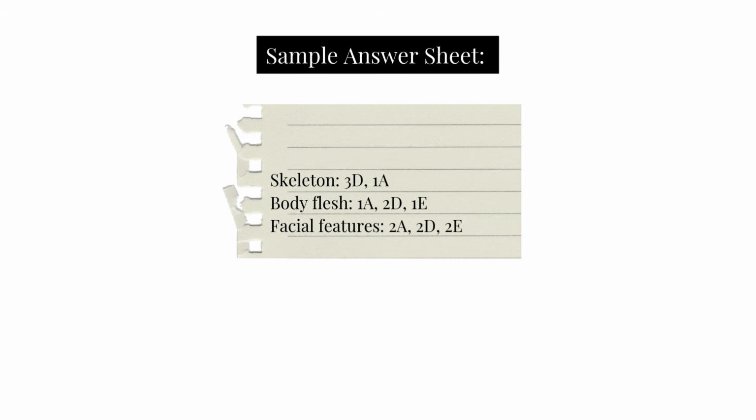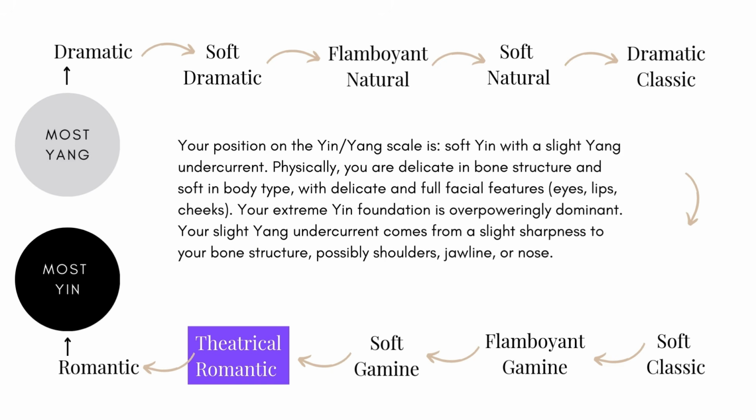So a lot of softness because we are in the romantic category. Everything is lush and a lot of yin. But there is that sharpness to this type that differentiates it from being fully romantic. Your position on the yin yang scale is soft yin with a slight yang undercurrent.